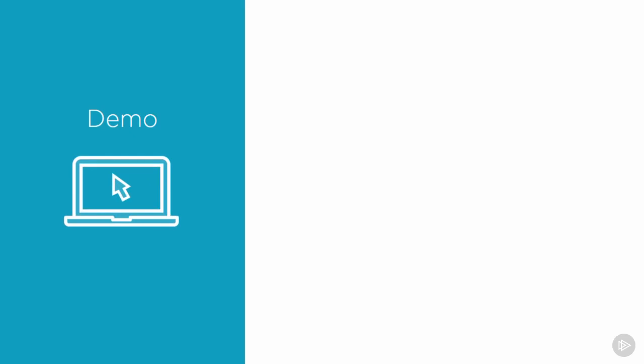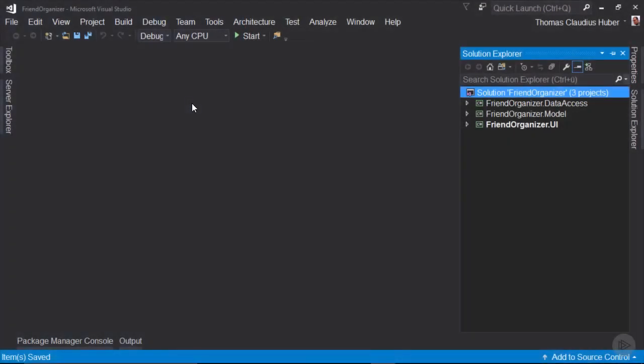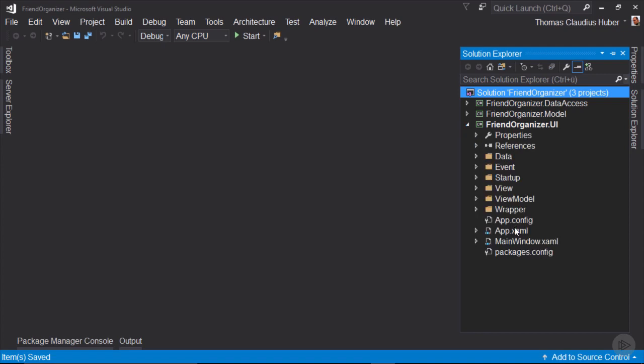In this demonstration, you will learn how to create and use a style for a text box, and you will display the error in the tooltip. Let's switch to Visual Studio. In the Friend Organizer application, I want all the text boxes to display the validation error in a tooltip. So I want to define an application-wide style. I can do this in the App.xaml file of the UI project.